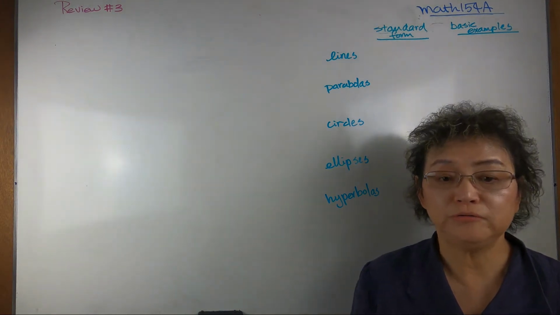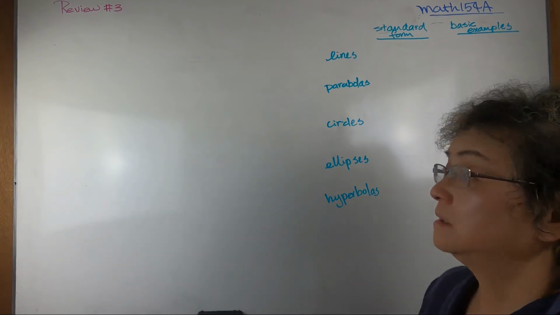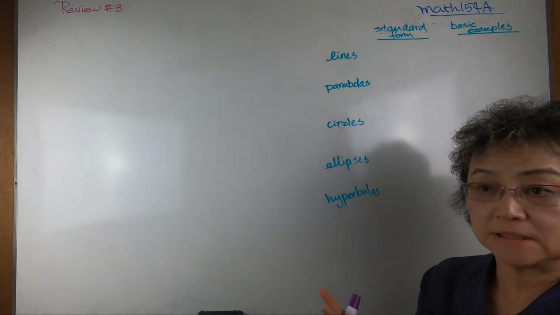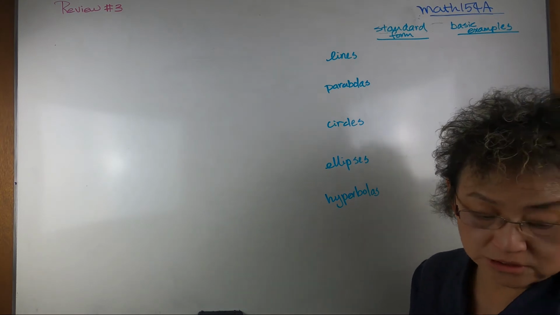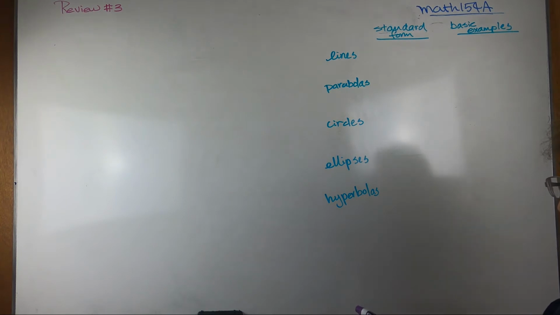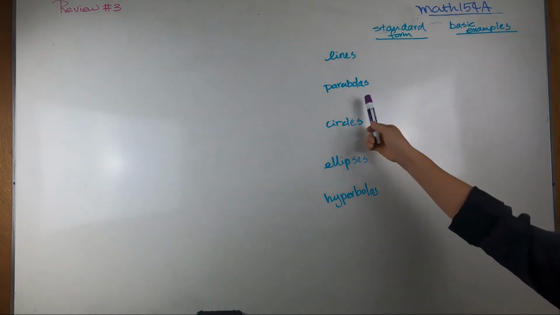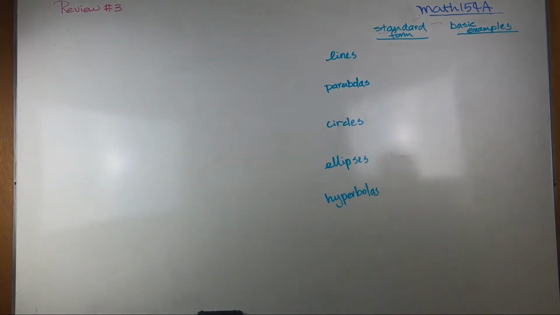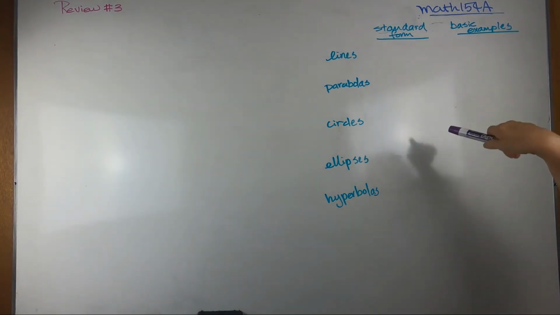Let's do the review for your exam 3. There are 2 things in your exam, right? One is what? Pattern recognition, which includes sequences and series, right? Another one is the conic system, which is what? Parabolas, circles, ellipses, and hyperbolas. Okay, so we are going to draw those pictures.